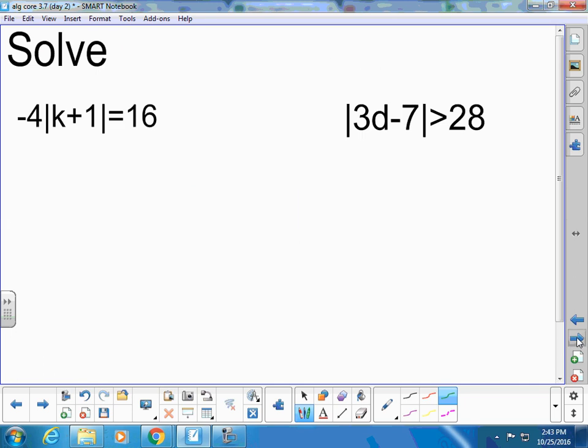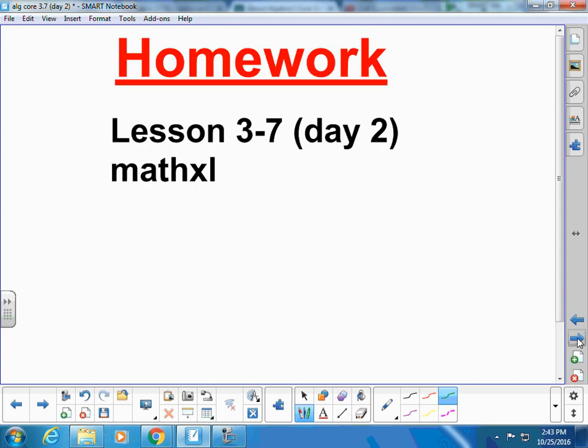You should go ahead and try those two. Be careful on that first one because you probably don't have to go very far to solve it. And then your homework will be on Math Excel, and we'll do it tomorrow in class.